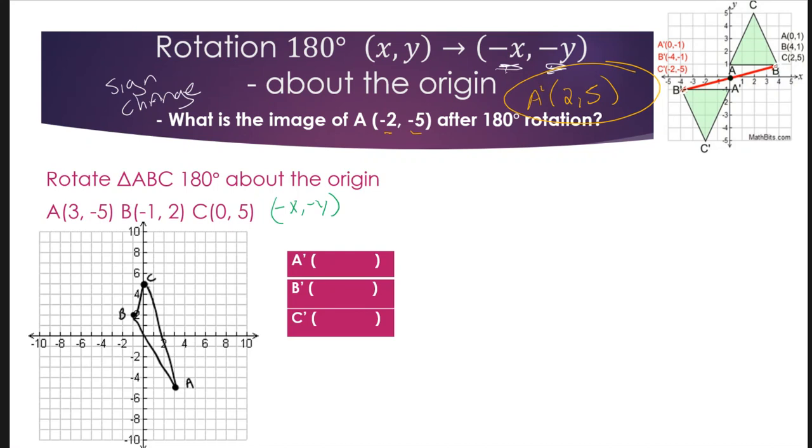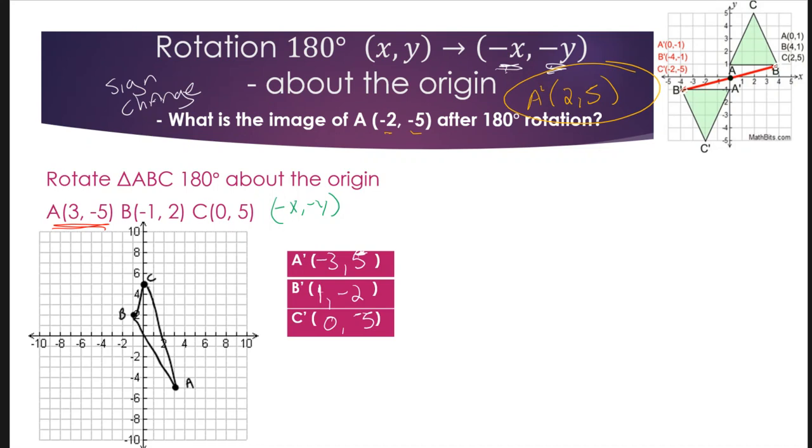So originally it was for A, 3, negative 5. So it's now going to be negative 3, positive 5. For B prime, it's going to be 1, negative 2. And for C prime, it's 0, negative 5. And just like on the reflections, please do not put 0 as a positive or negative. It should just be 0. 0 has no sign. So let's plot these new points and see if this looks right.